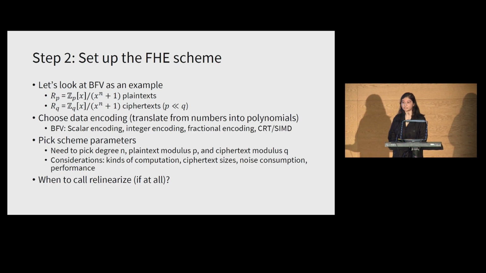After you figure out which data encoding technique you'd like to use, you now need to pick the scheme parameters. Particularly, you're going to have to figure out how to pick the degree n, the plaintext modulus p, and the ciphertext modulus q. The sorts of considerations you'll need to ask yourself in choosing these parameters are, what kinds of computations are you looking to do? What sorts of ciphertext and key sizes are you okay with? And finally, what sort of performance are you looking to get? Another question you have to ask yourself is, there's this special ciphertext maintenance operation called relinearization. Do you want to use it? If not, that might save you a little bit of time.